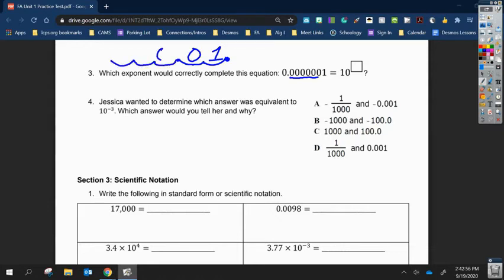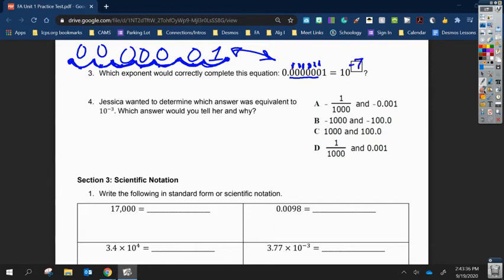3, 4, 5. So we're looking at 4 zeros. We want 1, 2, 3, 4, 5, 6 zeros. So since we want 6 zeros, we have to keep going. 1, 2, 3, 4, 5, 6, 7 times the decimal moves. Now we have 6 zeros. Checking again, 1, 2, 3, 4, 5, 6 zeros. These are now the same. Again, if you count, the decimal moved 7 times. So the exponent should be negative 7.